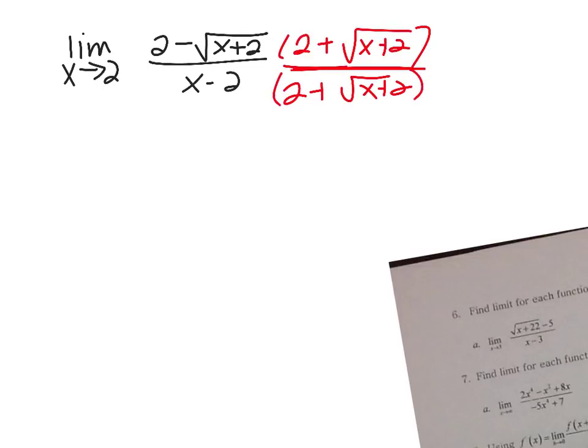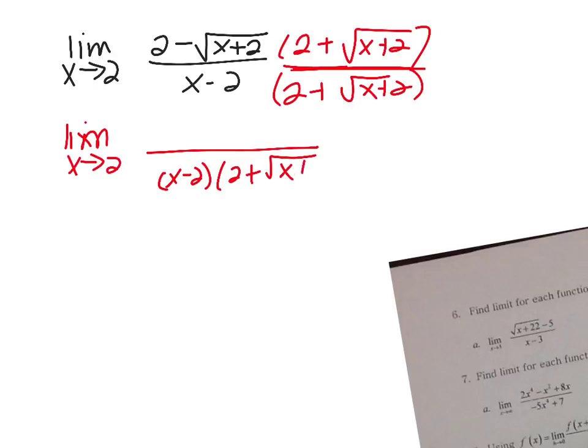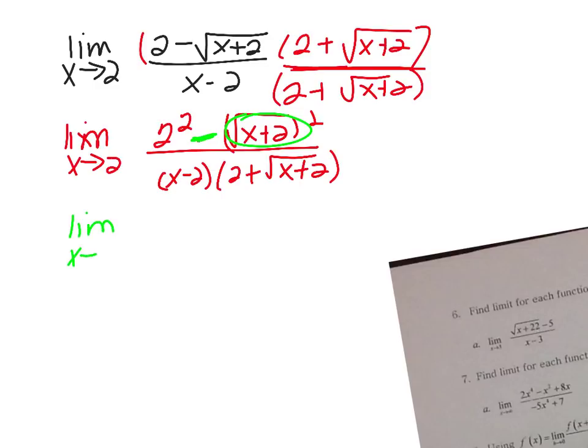So remember, the denominator we're going to leave in factored form. So it's x minus 2 times 2 plus the square root of x plus 2. When I multiply the numerators, remember it's the first number squared minus x plus 2 squared. So be careful with the numerator because in here I'm going to be subtracting a binomial. I'm going to have to distribute the negative. So it's the limit as x approaches 2 of 4 minus x plus 2 over x minus 2.